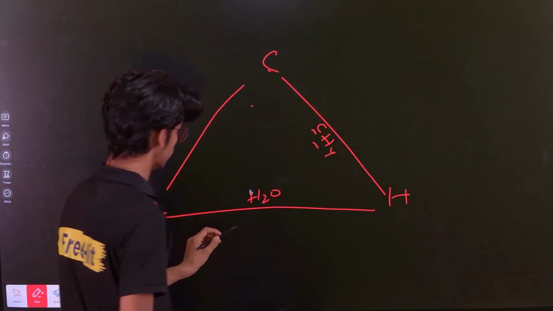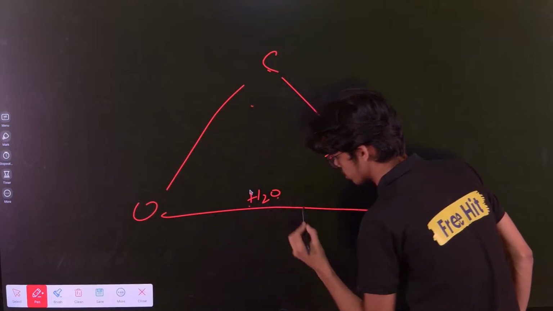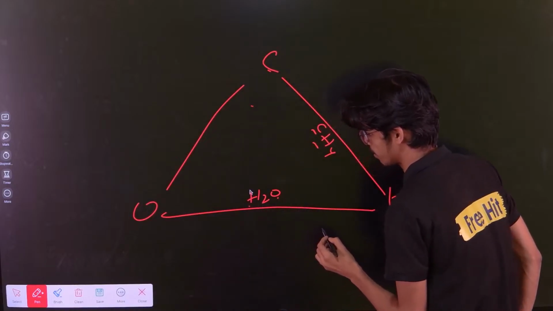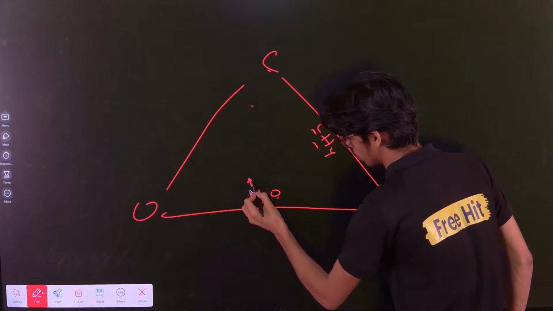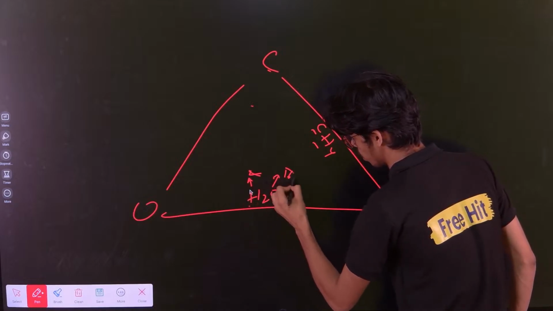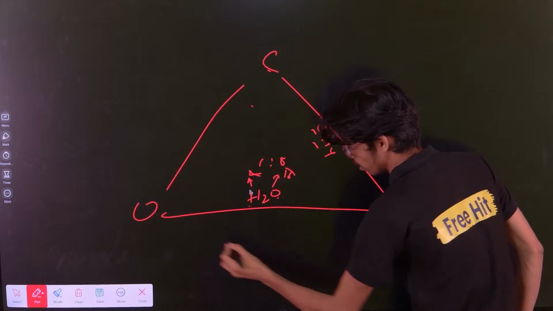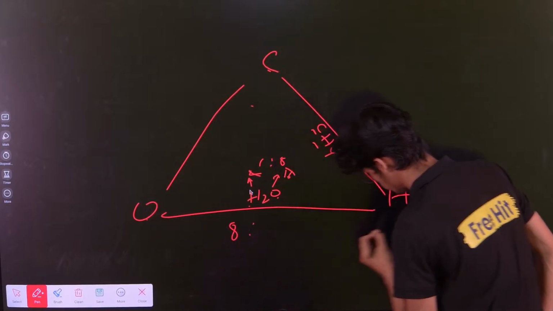Okay. See, the hydrogen and oxygen. What is the ratio of hydrogen and oxygen? Tell me. Hydrogen is, sir, 2 and oxygen is, sir, 16. It means 1:8, right? So 8 particles of this thing, 1 unit of this thing.